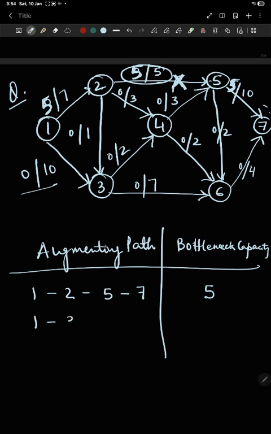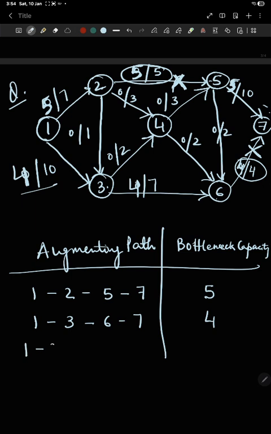Okay, now we'll see the second path: 1, 3, 6 and 7. Out of this, which is the minimum capacity? It is 4. So here it gets 4 out of 4, and again this path got cancelled. What is here? 4 out of 7 and 4 out of 10.